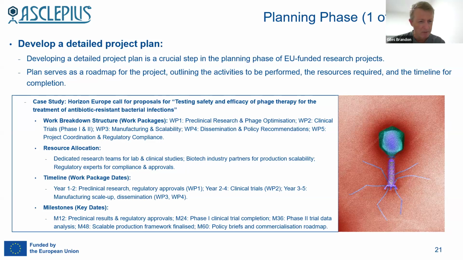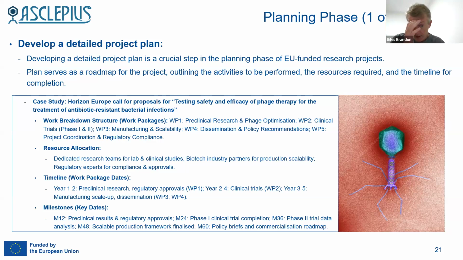In this project plan, we need to flesh out, give more details about the timing, so the dates of the work packages. So thinking about these 4 or 5 work packages, well, look, in years 1 to 2, we'll probably be focused more on work package 1, years 2 to 4, the clinical trials work package 2, years 3 to 5, the manufacturing scale up and dissemination, so work packages 3 and 4.